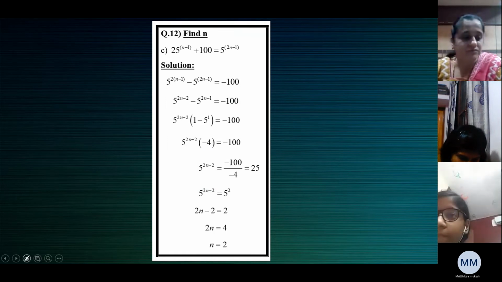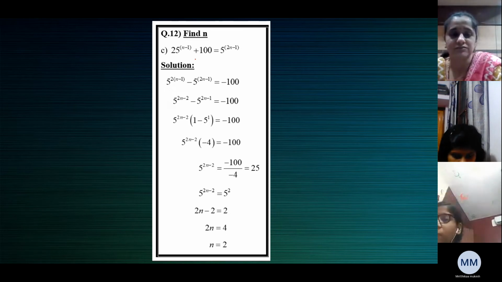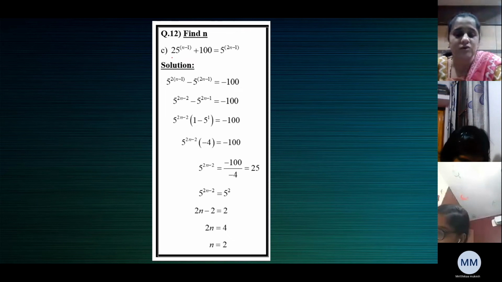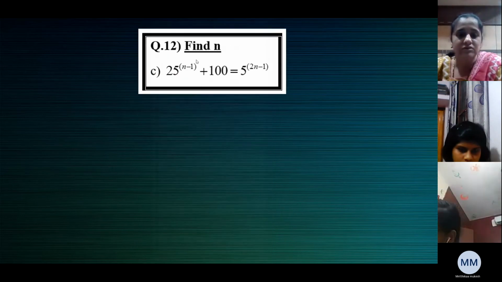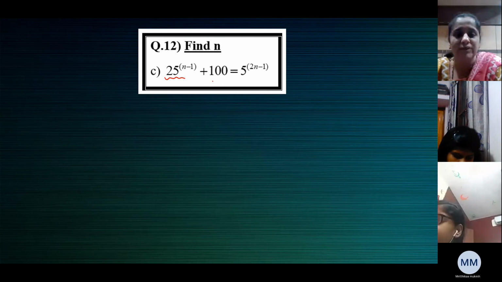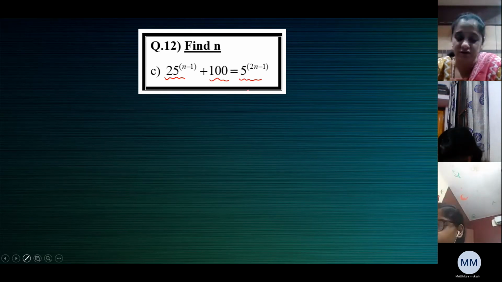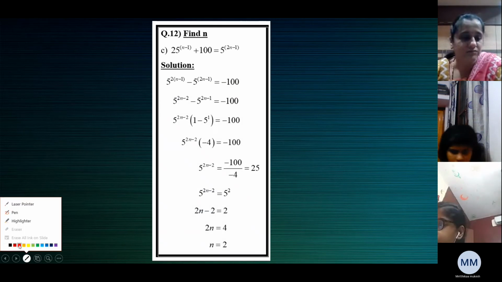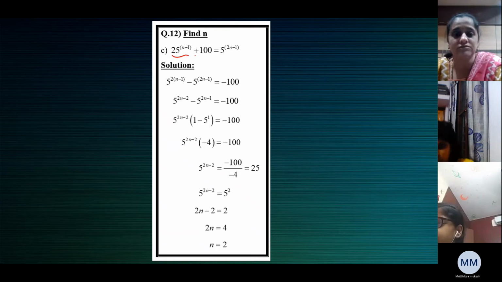My screen is visible, right? Yes, Ma'am. All right, children. So you can see this is the question: 25 to the power n minus 1 plus 100 is equal to 5 to the power 2n minus 1. That's what is here also.